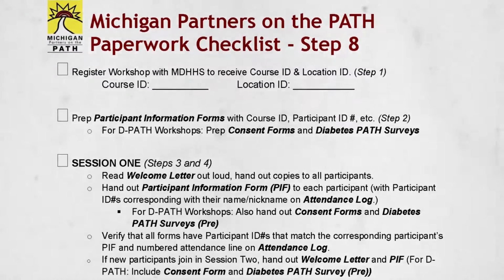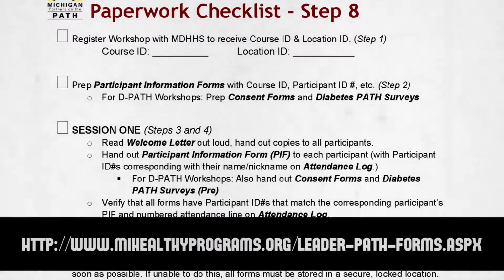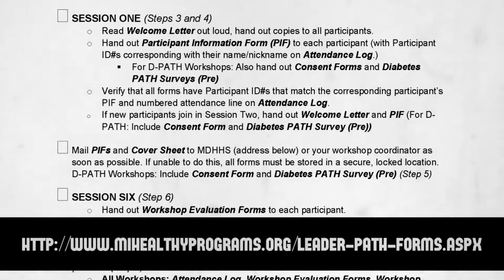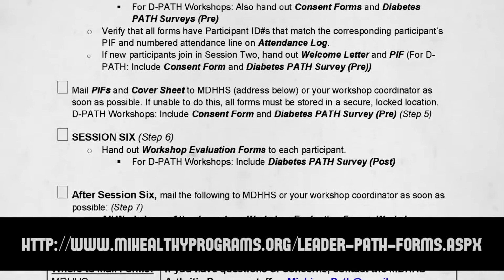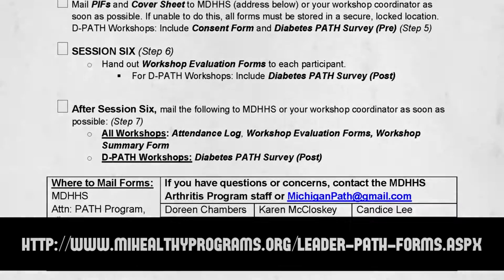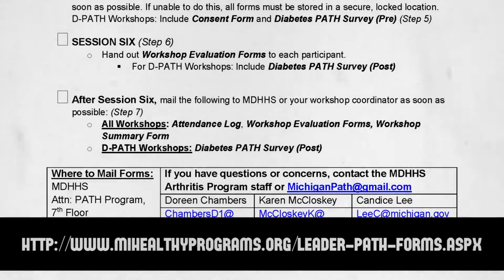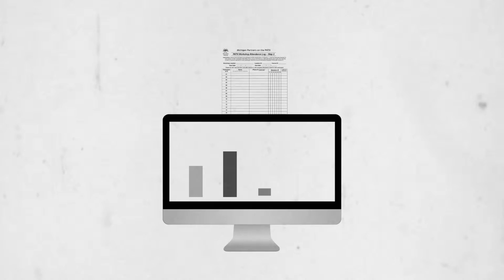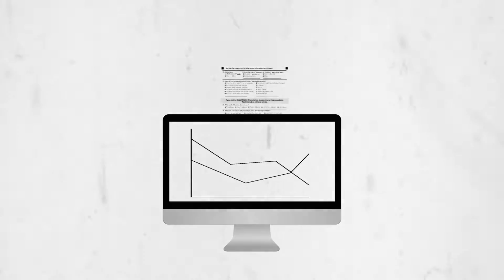Feeling overwhelmed by this process? A checklist is also available to make sure you do not forget any of the steps in this process. You can find this checklist, as well as all of the other diabetes path forms, at the address on the screen. With the correct completion of the data process, the Diabetes Path Program can analyze feedback to help identify successes and improve areas of weakness.